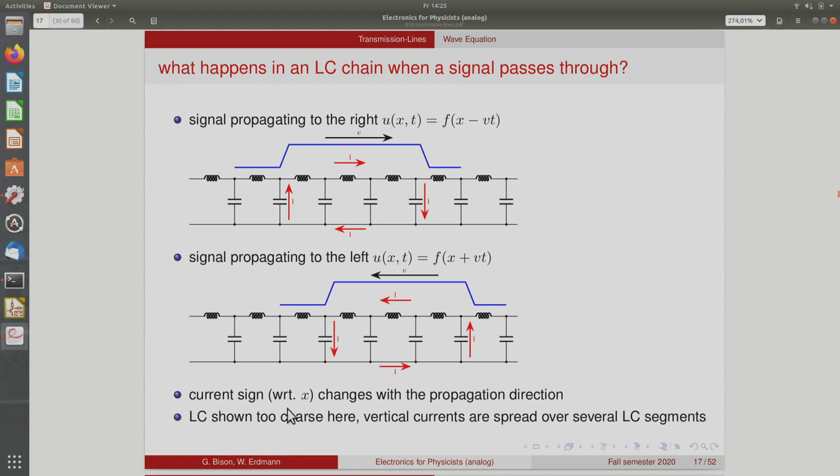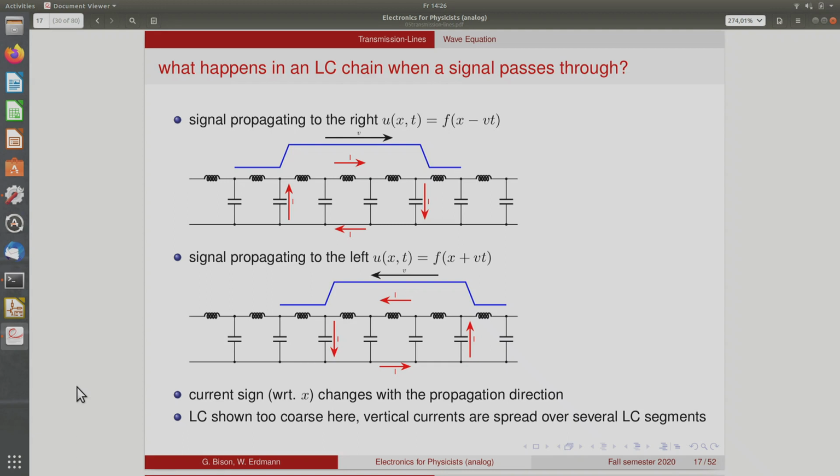You would have to draw it properly, you would have to have several of these over the rise time of your signal. Otherwise, this wouldn't model this kind of signal. So a good model would need several of these LC segments over the rise time of your signal.